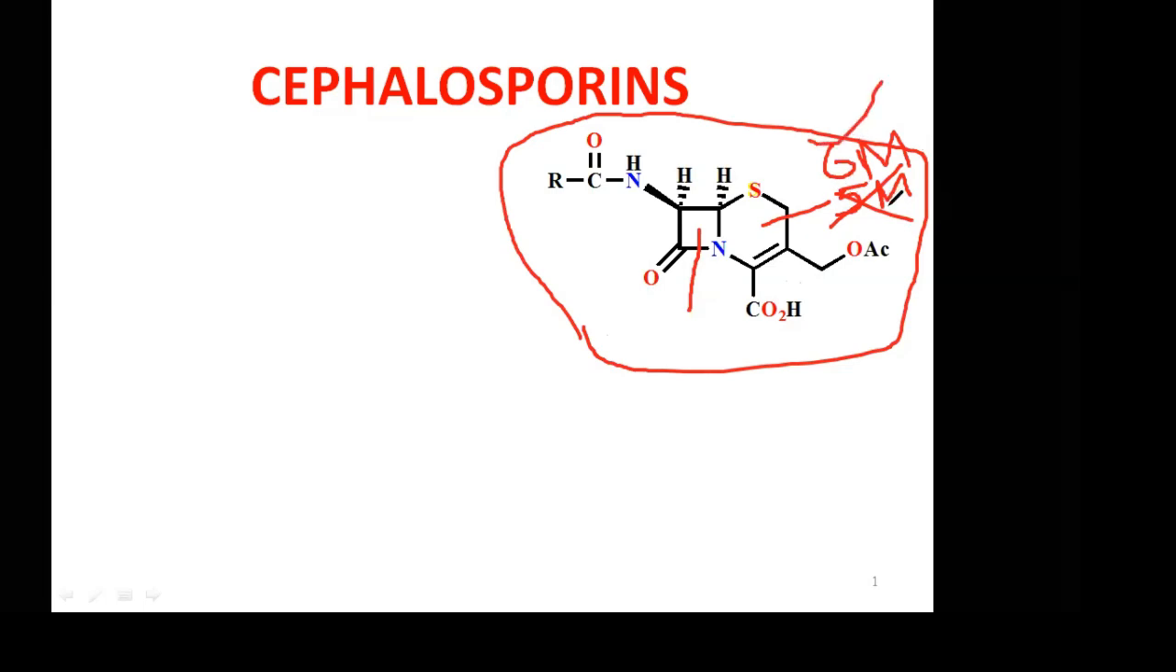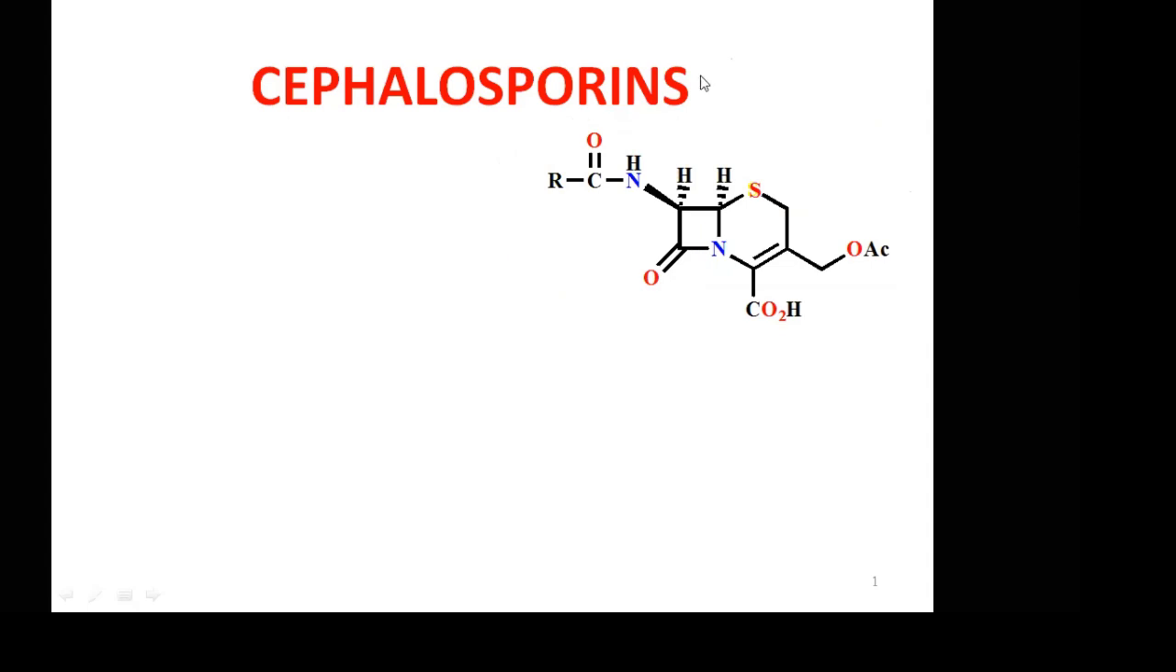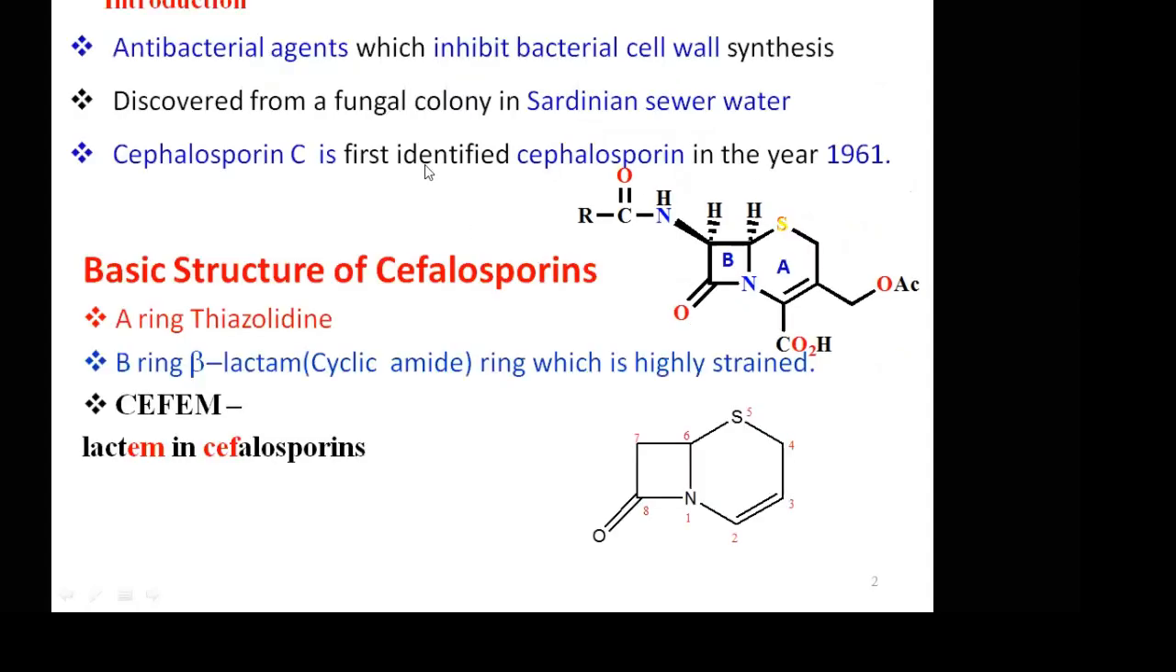And so, we can go one by one. In the next slide, I will show you what is the difference between penicillins and cephalosporins. One by one. First, just the introduction. Next slide, we can see. It is an antimicrobial agent, an antibacterial agent, which inhibits cell wall synthesis. Like penicillins, they are also bacterial cell wall synthesis inhibitors.